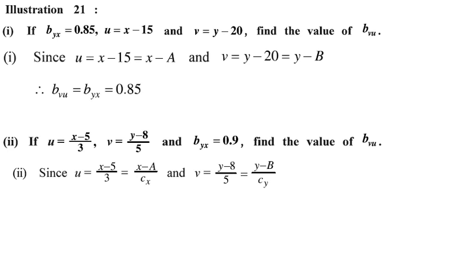The second question here has a division. Here u is (x minus 5) upon 3, v is (y minus 8) upon 5. So cx is 3 and cy is 5. The byx is 0.9 and we have to find the value of bvu.